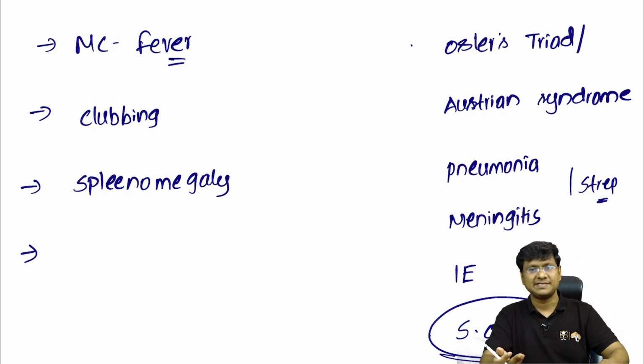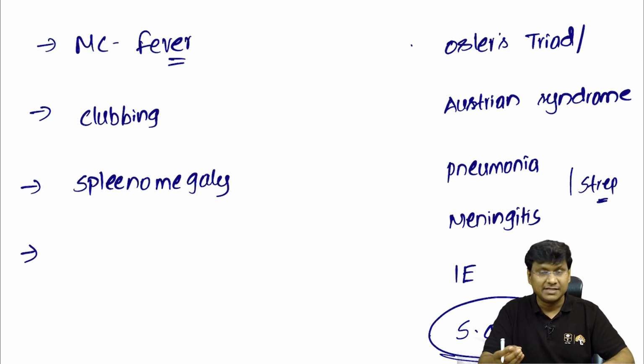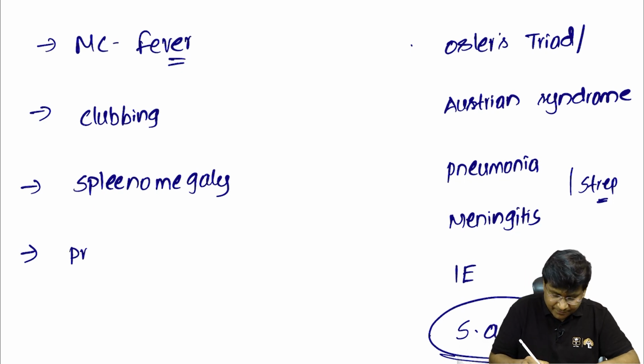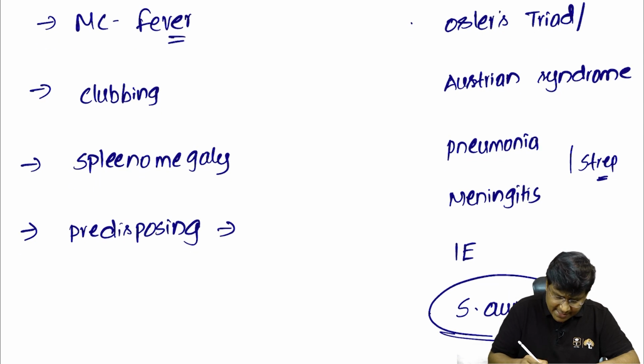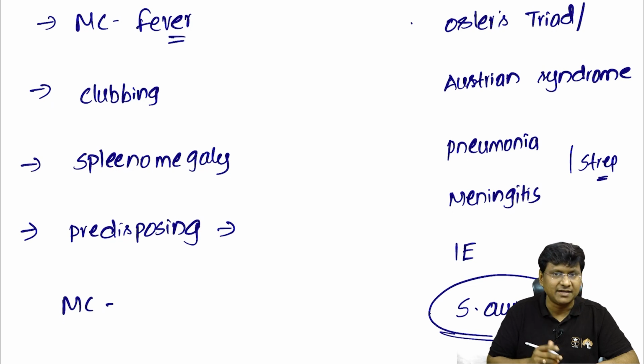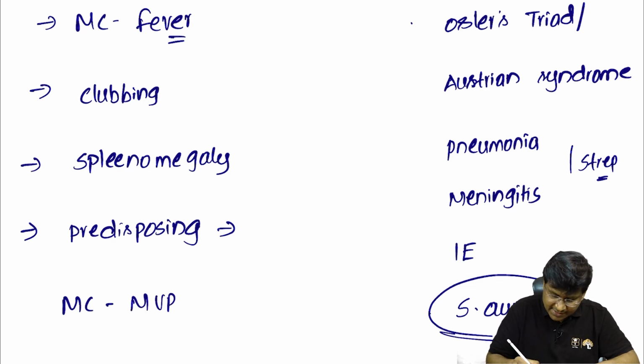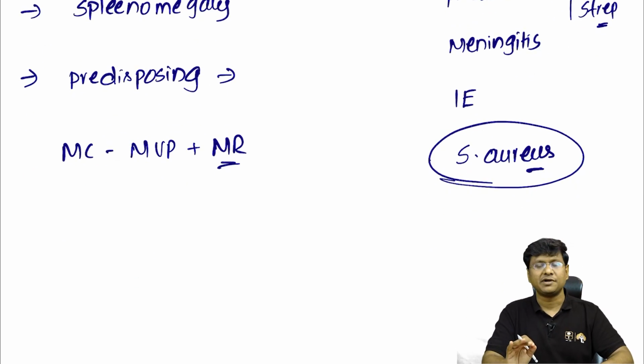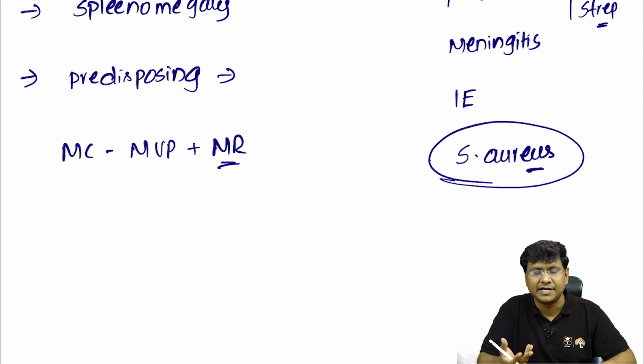And you have some important examination findings, that is the presence of Osler's nodes, then the Janeway lesions, as well as Roth spots. I'll be discussing that in the criteria. And in order to develop infective endocarditis, you should be aware of the predisposing factors, right? The most common predisposing factor responsible for the development of infective endocarditis is mitral valve prolapse with mitral regurgitation. This is one of the most important predisposing factors.